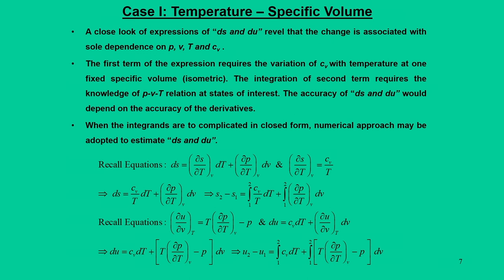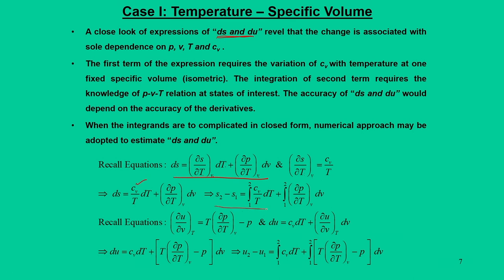Now again we look closely at these equations. There are other expressions that make it possible to find ds and du, which is the essential need of our requirement: the change in entropy and the change in internal energy. In our previous slides we derived these two expressions. One is ds equal to ∂s/∂T at constant V into dT plus ∂P/∂T at constant V into dV. The other equation we noted is ∂s/∂T at constant V equal to Cv by T. Now we can replace ∂s/∂T at constant V with Cv by T and rewrite this equation.